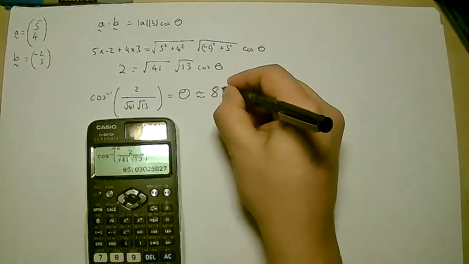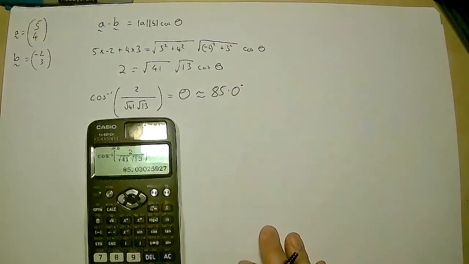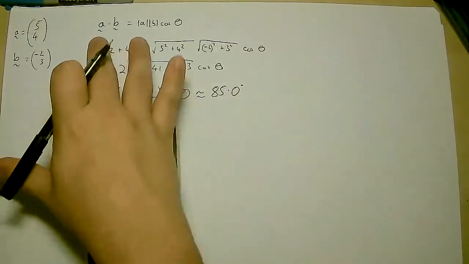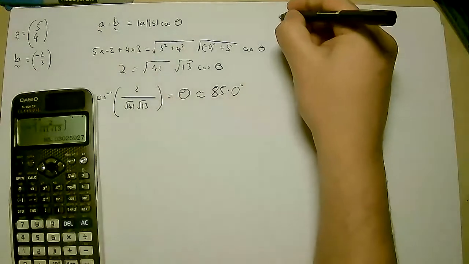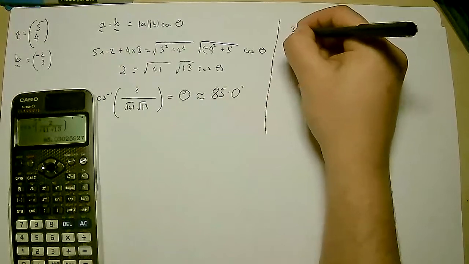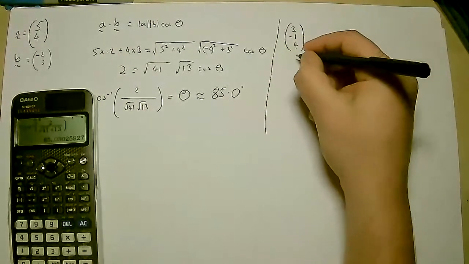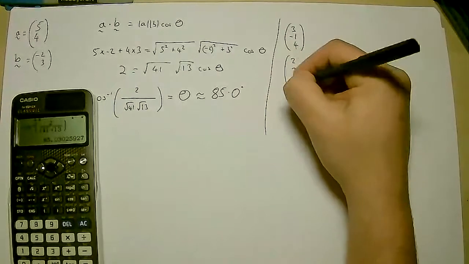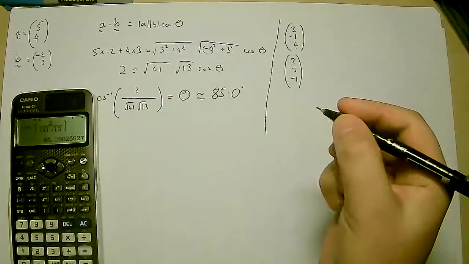We get roughly 85.0 degrees. Okay, and then there's nothing about this that depends on this being a 2D vector. We could similarly do this with a 3D vector. So if we compare these two vectors, if we assume they start from the same place, what angle is in between them?